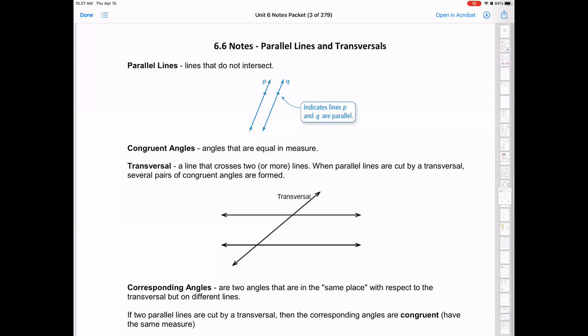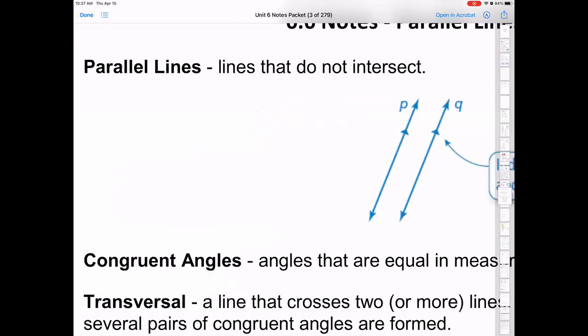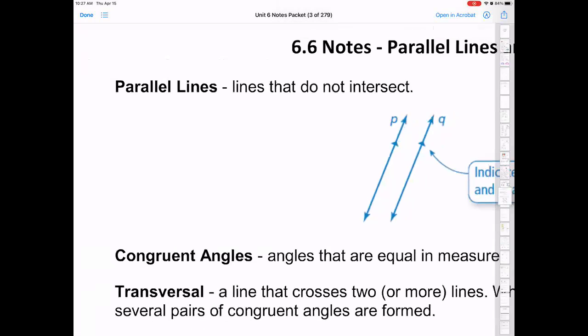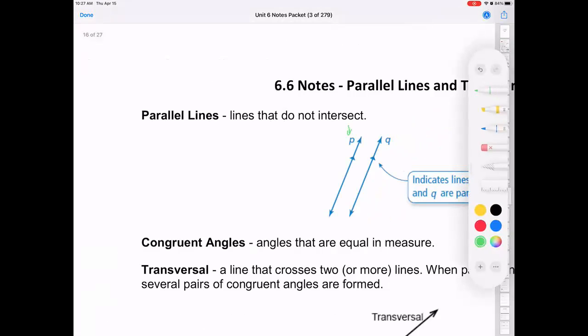Now, parallel lines, as we know, are pretty much just two lines that will never intersect. They will never cross no matter what. They'll go on forever in both directions, but they'll never touch. So that's what it means to be parallel. And when they give you little letters right here and right here, they're simply saying that this is line P and that this is line Q. That's how you can distinguish which line is which.